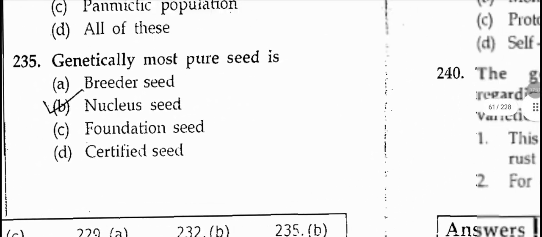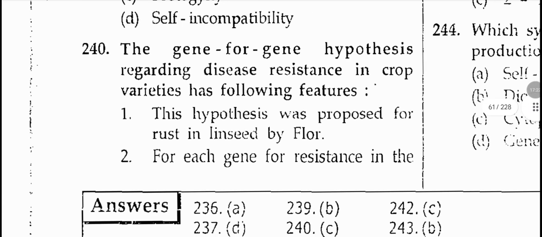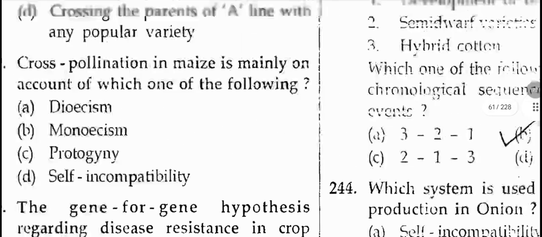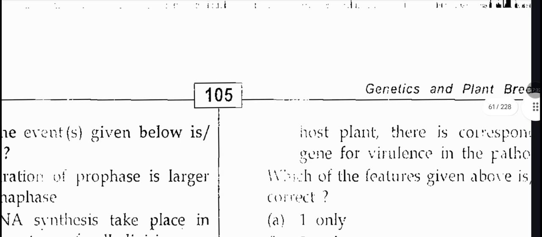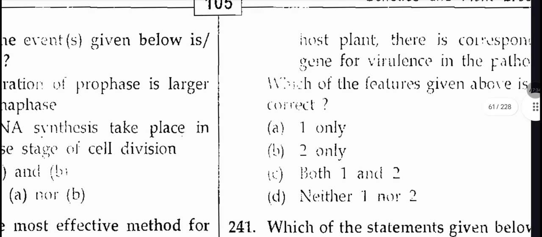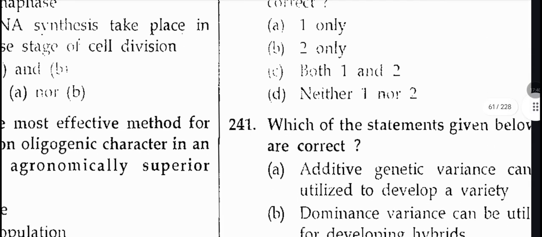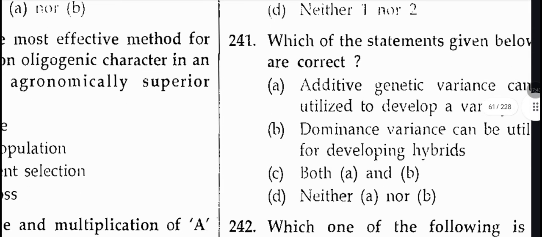And what are those? This hypothesis was proposed by Flor, on rust and linseed. Yes, for each gene for resistance in the host plant, there is a corresponding gene for virulence in the pathogen. Yes, both are correct. Question number 241.